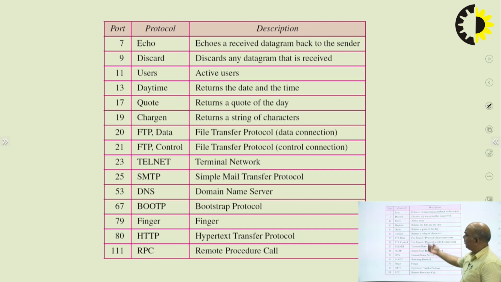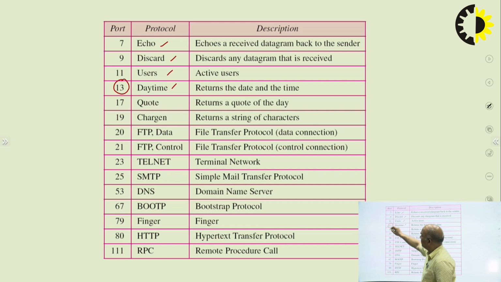Let's suppose we have echo, discard, users, and daytime. Whenever port number 13 is asked, it returns the date and time of that machine. The message will be generated from where it is being asked. Then we have CHARGEN, which returns a string of characters.